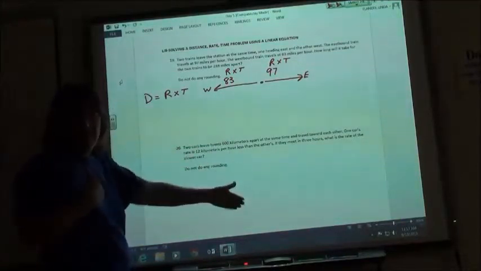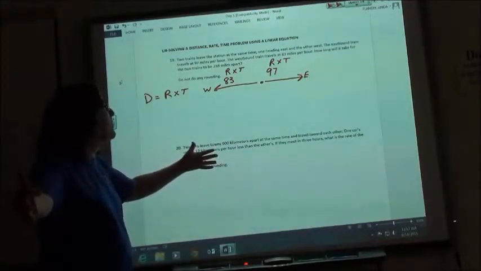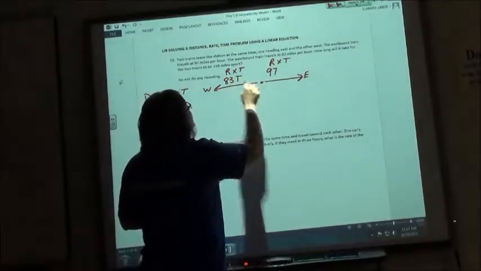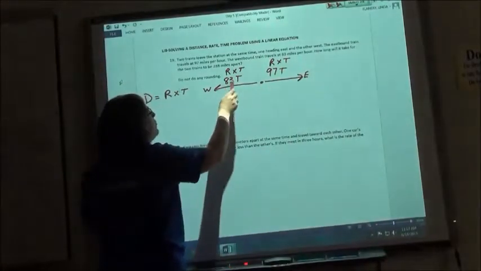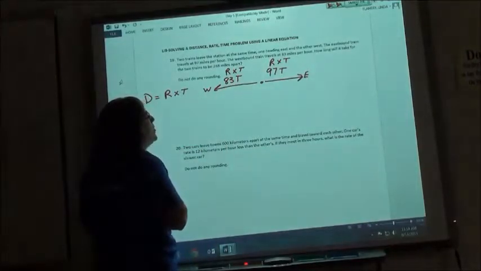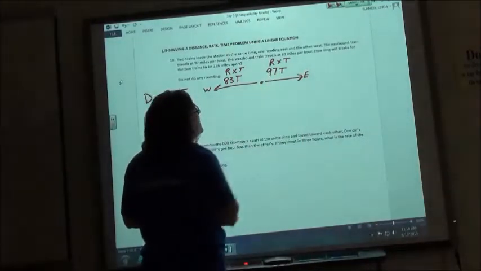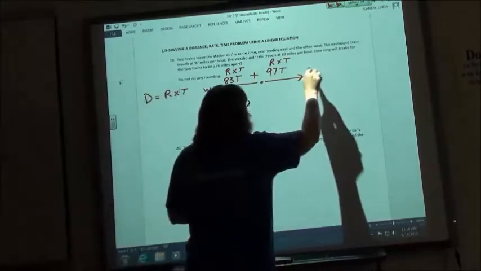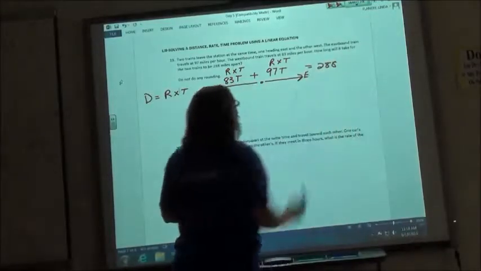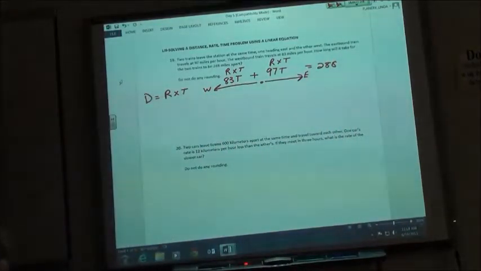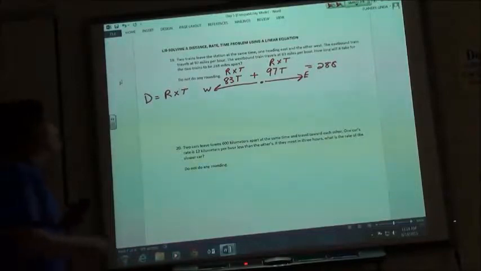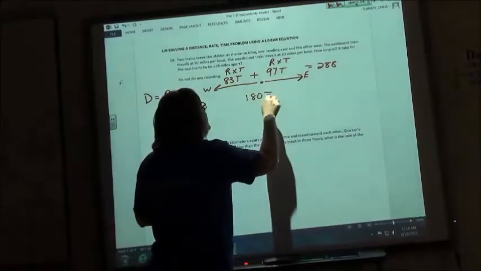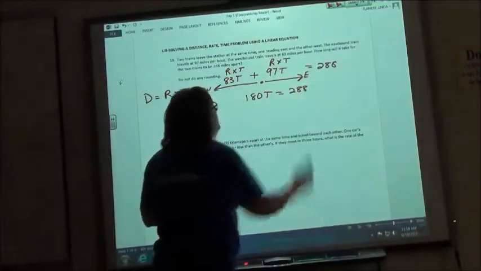Well, if they left at the same time, they're going to be 288 miles apart at the same time. So I'm just going to use t for their times. So 83 times t is the distance of the westbound train. 97 times t is the distance of the eastbound train. If I add their two distances, I should end up with 288 miles apart. So I'm going to go ahead and combine my like terms there. If I take 83t plus 97t, I get 180t. So 180t should equal the 288 miles that they're apart.